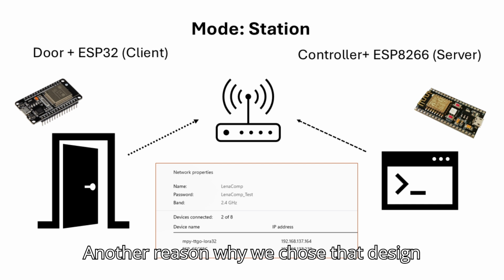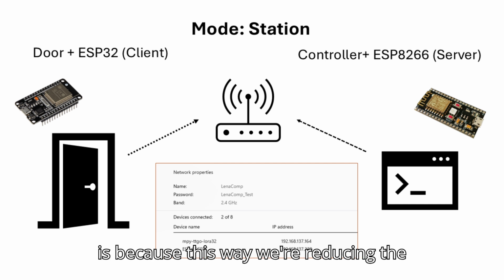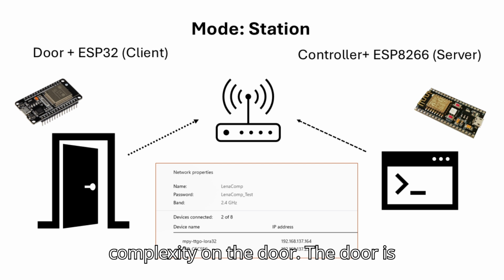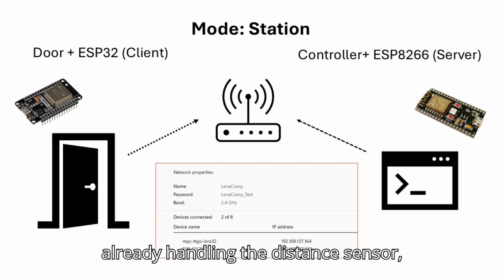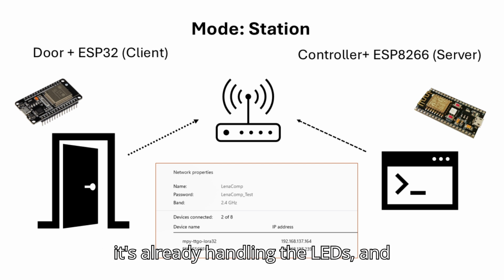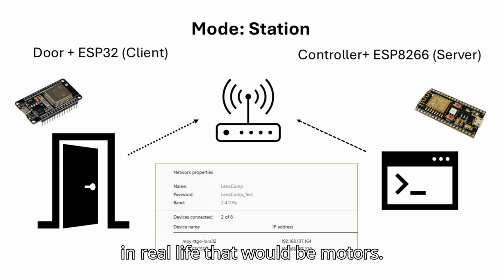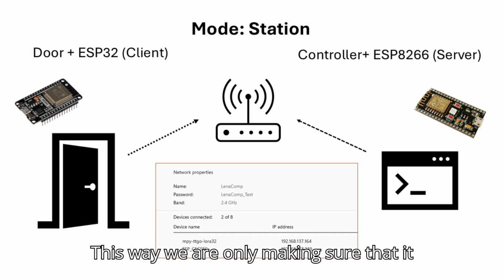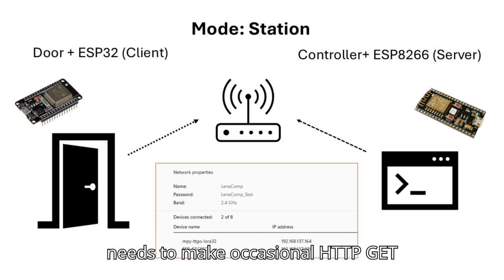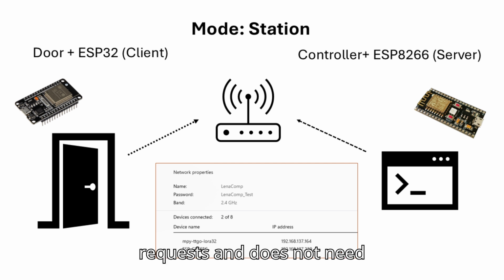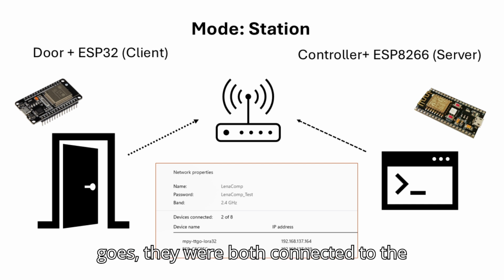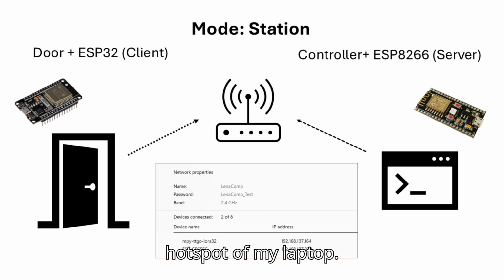Another reason why we chose that design is because this way we're reducing the complexity on the door. The door is already handling the distance sensor, it's already handling the LEDs, and in real life, that will be motors. This way, we are only making sure that it needs to make occasional HTTP GET requests and does not need to maintain an open connection. And as far as the internet connection goes, they were both connected to the hotspot of my laptop.